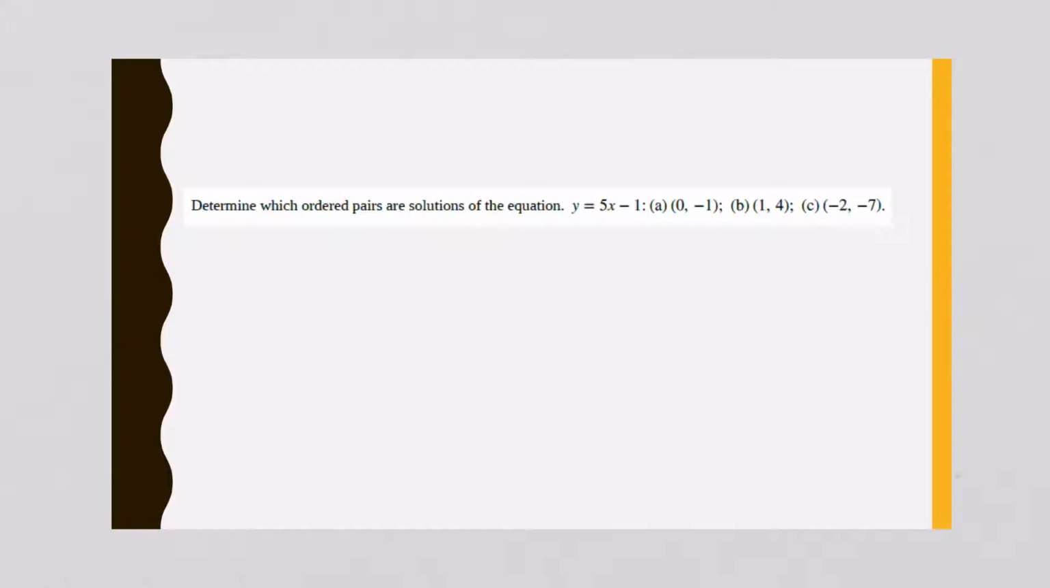Okay, this one is basically the same thing. We're going to put on part A 0 in for x and negative 1 in for y. We're going to see if it creates a true statement. So I'm using this equation right here. The y comes first, so I'm going to put negative 1 in the y position. 5 times 0 minus 1, does that equal that? Negative 1 is equal to 5 times 0 is 0. 0 minus 1 is negative 1. So yes, I would say that is a solution.